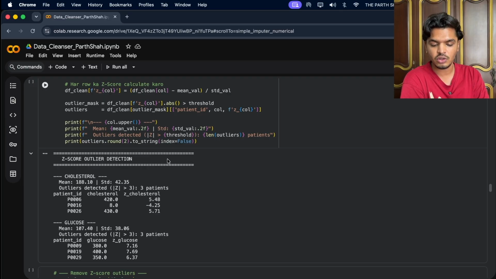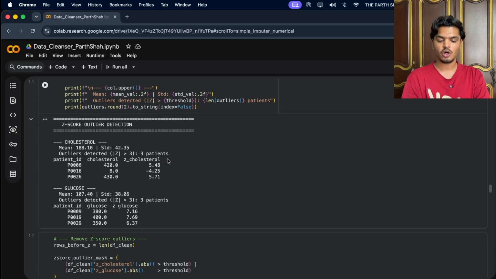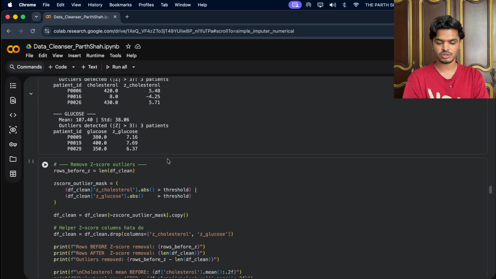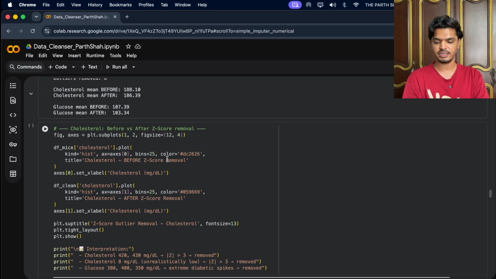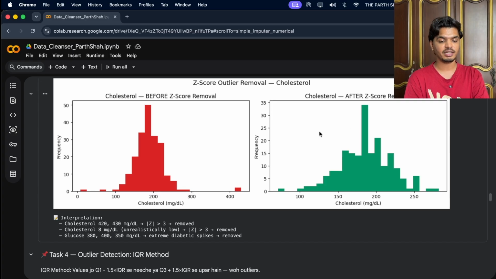I applied z-score to cholesterol and glucose, the columns with the most extreme values. The method correctly identified 3 cholesterol outlier values of 420, 4-something and 430, and glucose outlier values of 380, 400 and 350. After removing those 6 rows, the distribution is clean and realistic. The before chart shows a right tail from the extreme values. The after chart is properly bell-shaped.